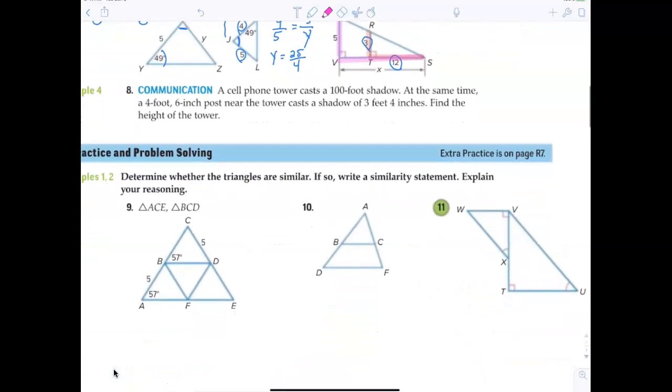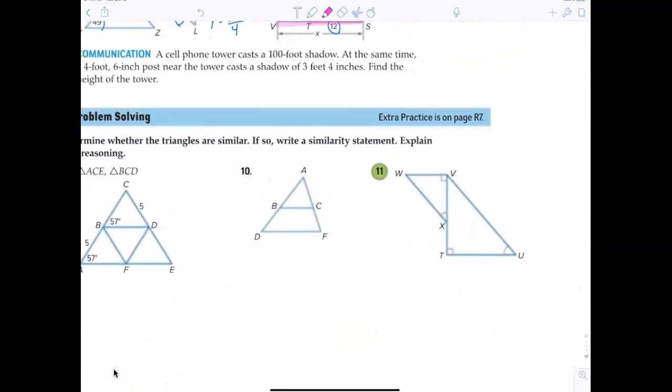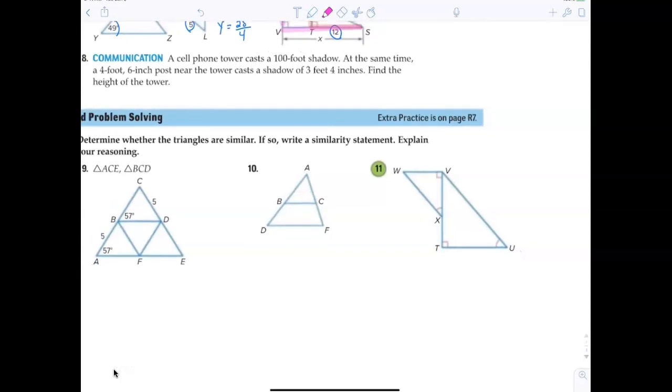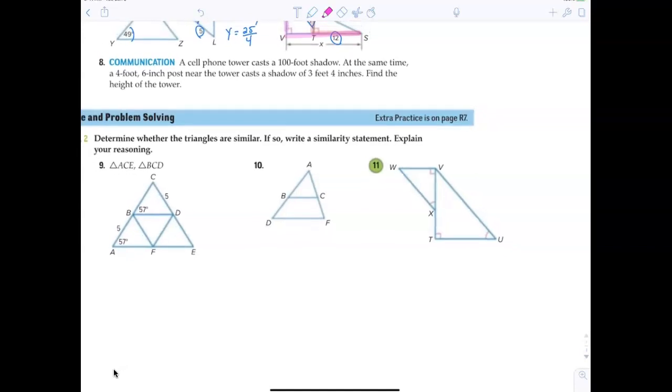All right, so now let's look at 8. A cell phone tower casts a 100-foot shadow at the same time a 4-foot 6-inch post near the tower casts a 3-foot 4-inch shadow. Now the problem here is we have feet and inches, right? So let's not do that. All right. So 4 foot 6 would be what?